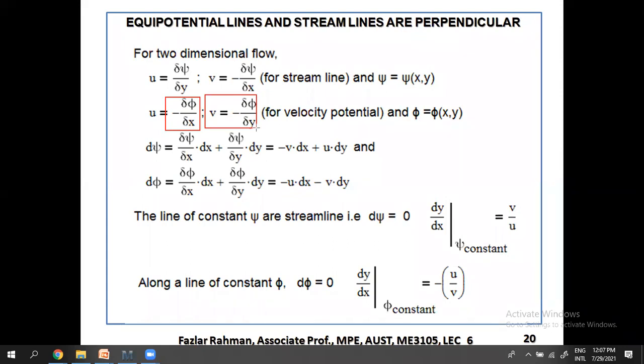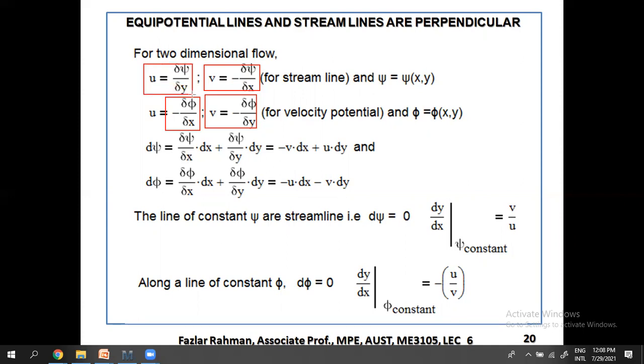You make a derivative along the x-axis, del psi by del x, it will give you velocity at a 90-degree angle. So you're making a derivative along the x-axis, so it will give you velocity along the y-axis, that means v. So v equal to minus del psi by del x. Similarly, you are making a derivative along y, so it is giving velocity along the x-axis. So u equal to this one.